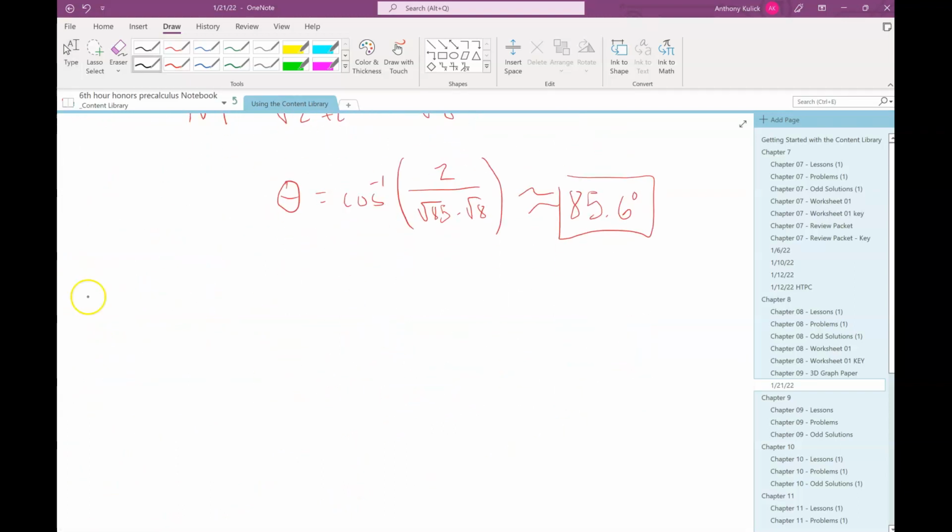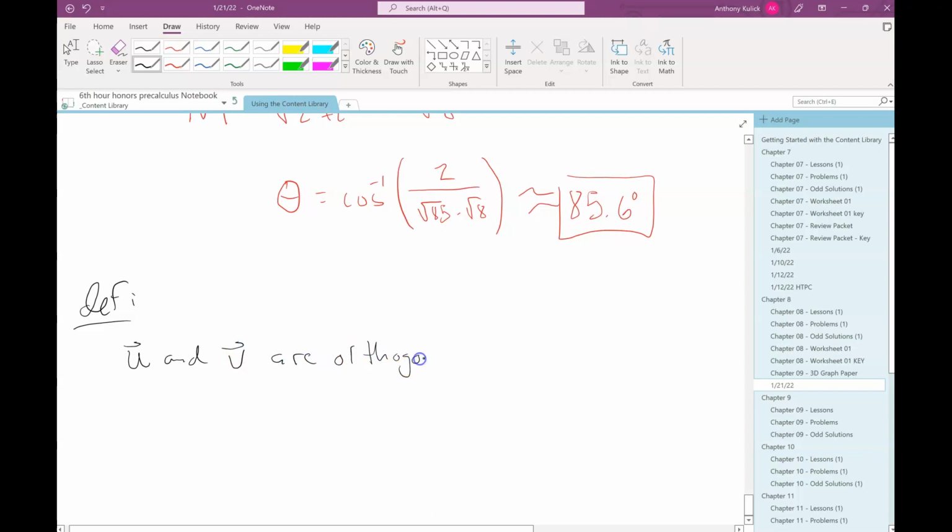Okay, one last definition for today, and we're going to be done. Didn't that feel good? That definition is called orthogonal. So the vectors u and v are called orthogonal if and only if the dot product of u and v is 0. What's orthogonal mean? Well, it really just means perpendicular in vector land. So it means the angle between those two vectors is 90 degrees.